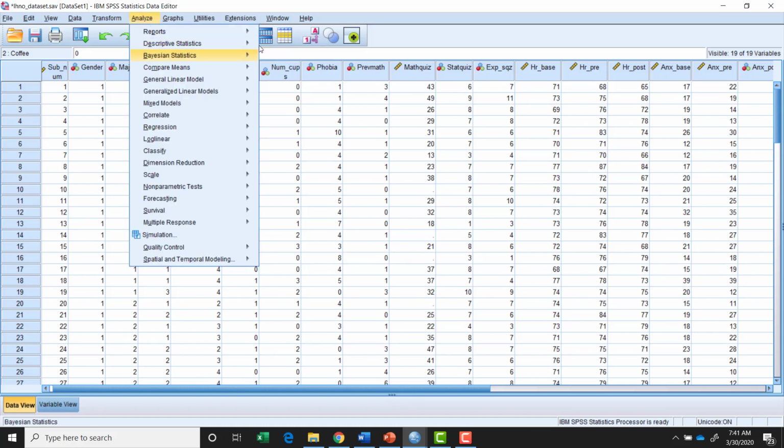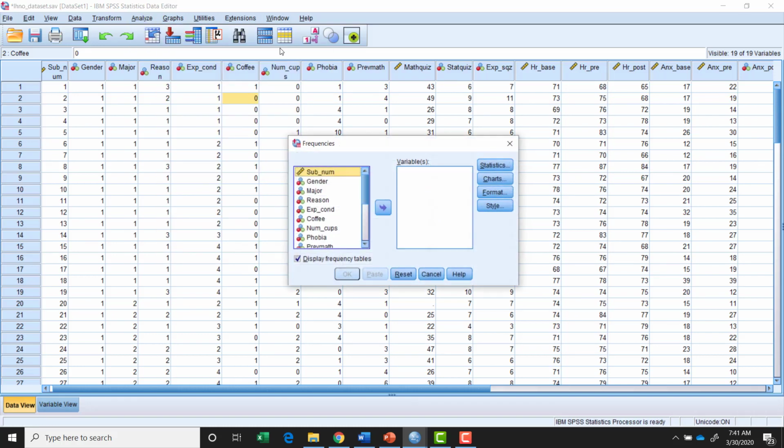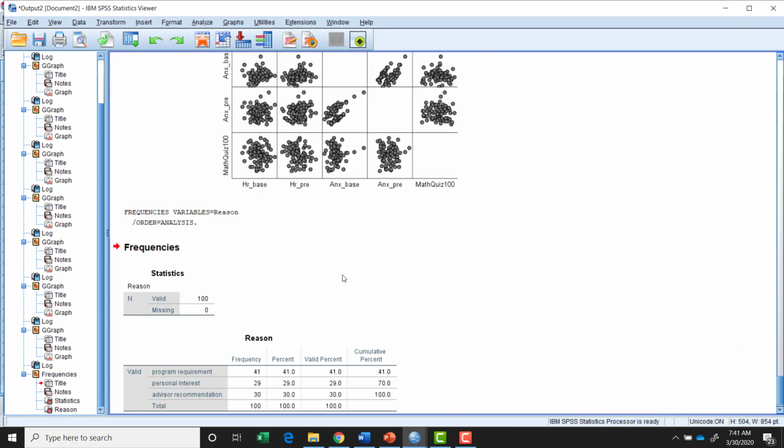Then we go to Descriptive Statistics. We go to Frequencies, and we're going to look at the reason value. What this does is it allows us to summarize the data, that's what the frequencies tab does. Now let's click OK and look at what we get.